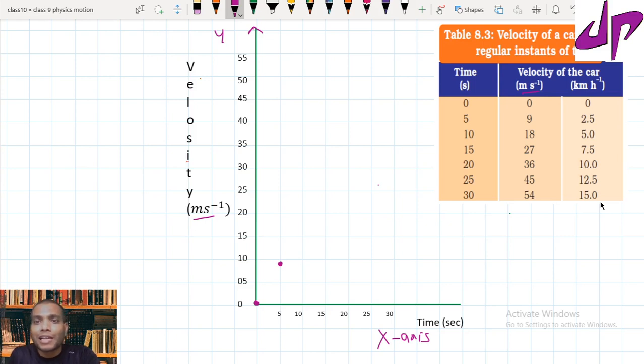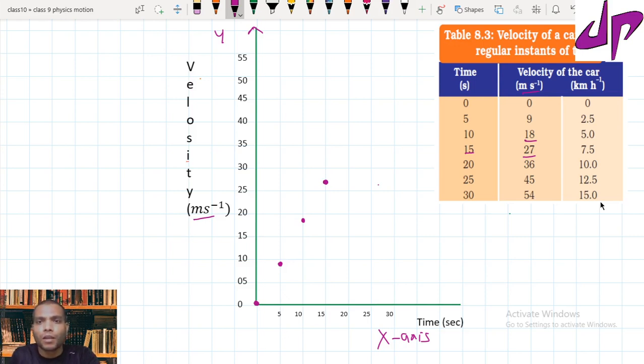Now when time equal to 10 seconds, the velocity is 18 meter per second. So I will mark it here, just below the 20. When time equal to 15 seconds, velocity equal to 27 meter per second. So just above the 25, I can put 27 right here.